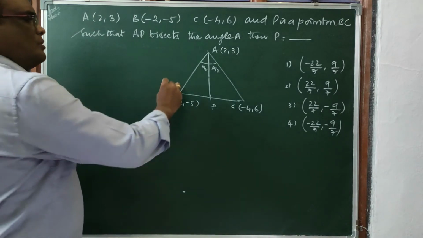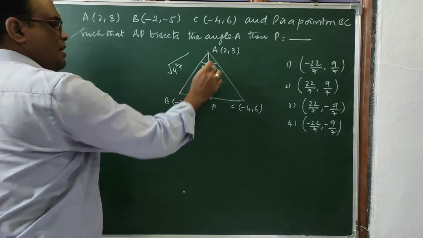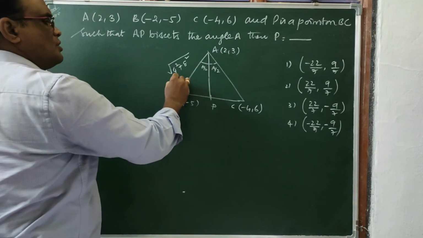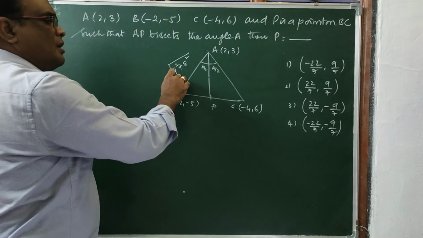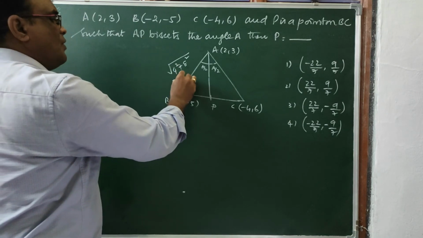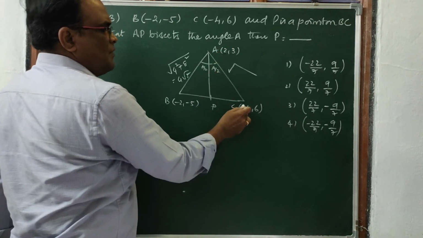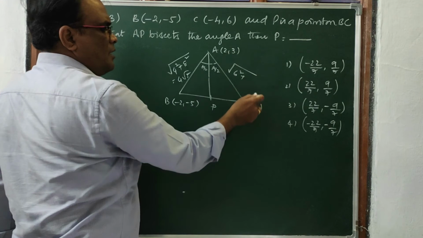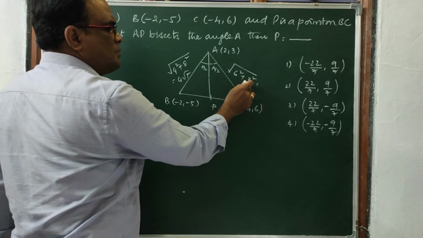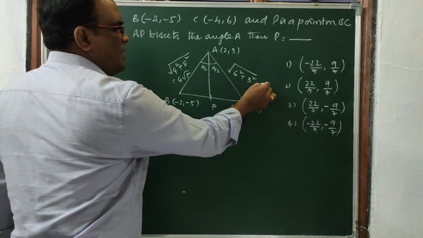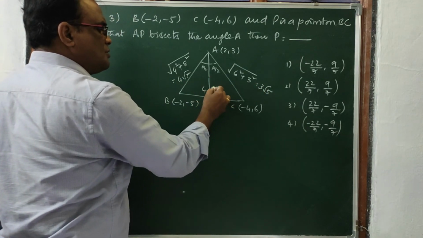How we are going to solve? See here. 2 plus 2, 4 square. 3 plus 5, 8 square. So here 64 plus 16. Root 80, that is 4 root 5. Next, root of 2 plus 4, 6 square, 3 minus 6, that is minus 3 whole square. 36 plus 9, 45, that is 3 root 5. 4 root 5 is to 3 root 5 is 4 is to 3.